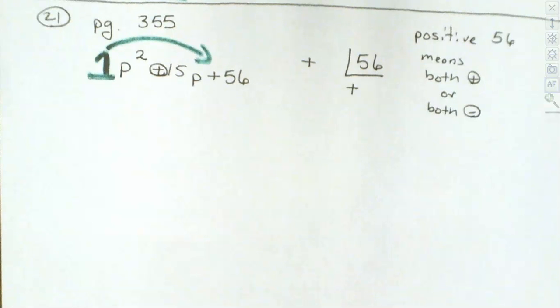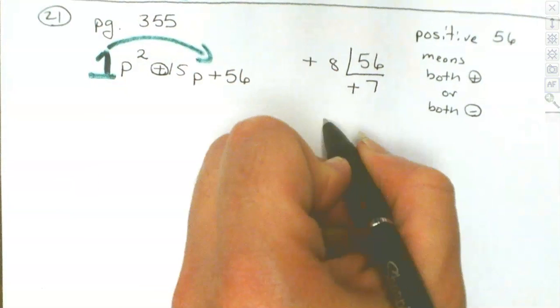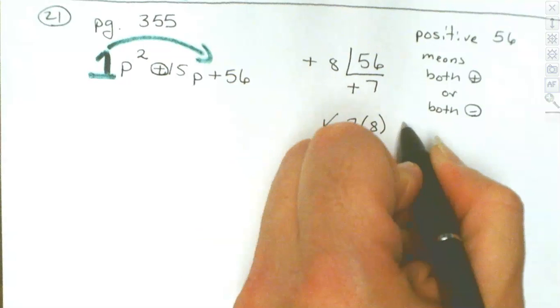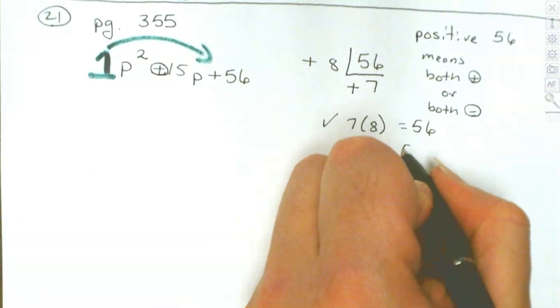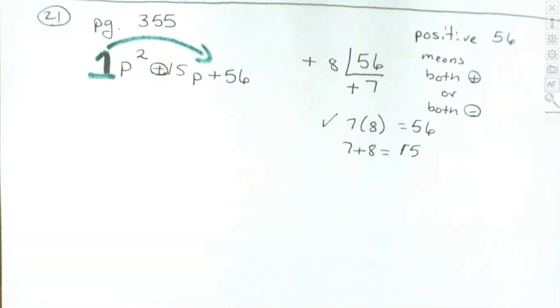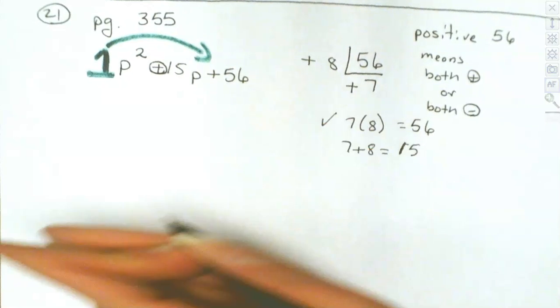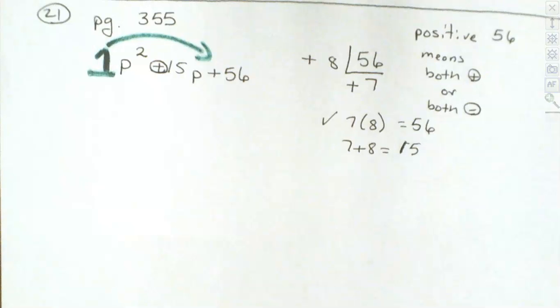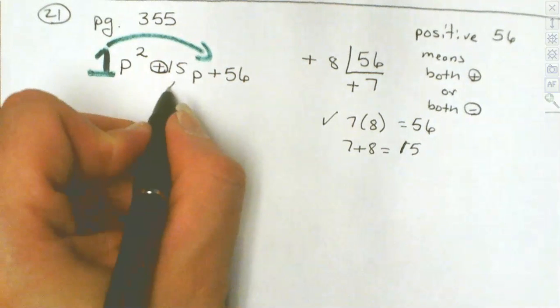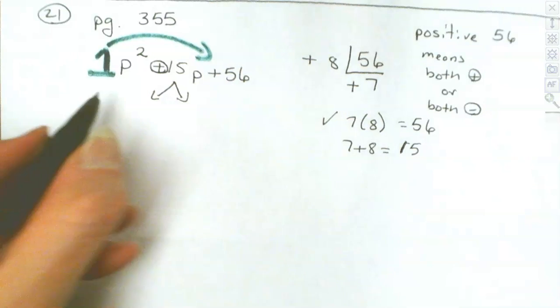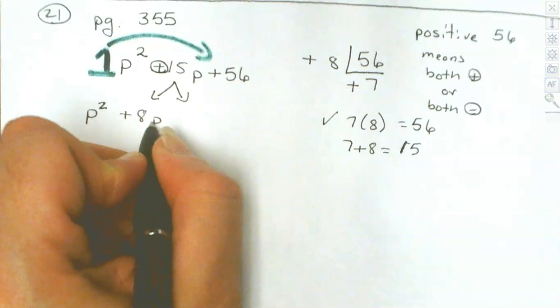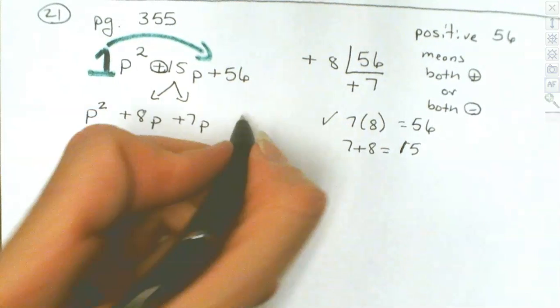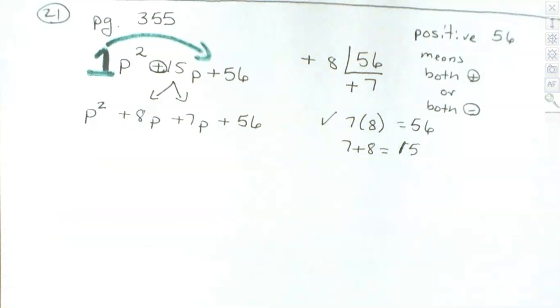Okay, 7 and 8, right? How do we know that that would work? Well, 7 and 8, let's check it. 7 times 8, that's 56. And 7 plus 8, that's what? 15. So that works, doesn't it? They add together to give you the 15 in the middle. Multiply together to give you 56. We take our middle, and we split it up again. And that is then p squared plus 8p plus 7p plus 56.